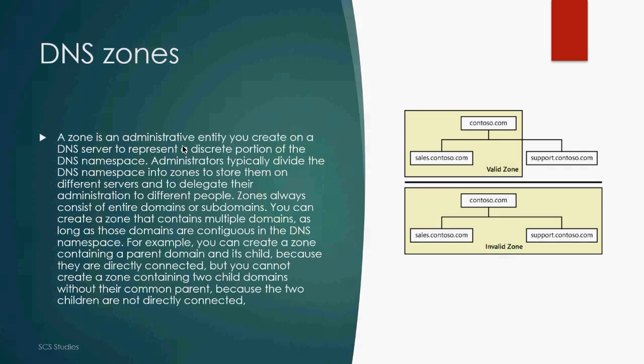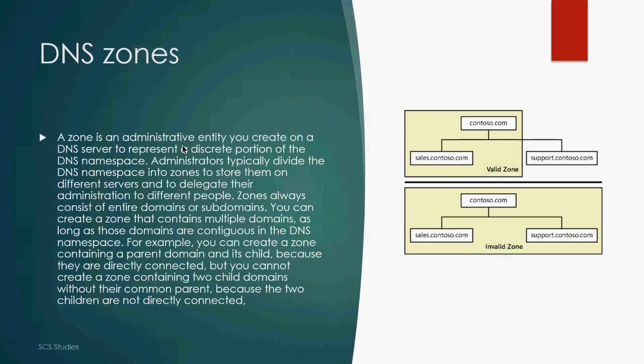In this slide, we are going to learn about DNS zones. A zone is an administrative entity you can create on a DNS server. It is a discrete portion of the DNS namespace. Administrators typically divide the DNS namespace into zones to store them on different servers and to delegate their administration to different people. A zone always consists of entries of domains and subdomains.